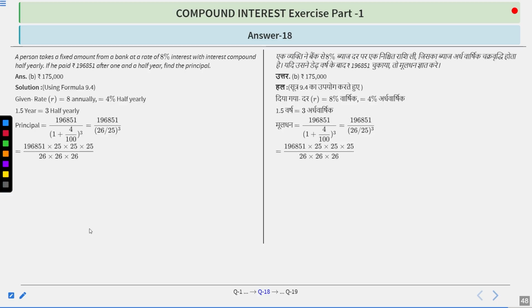That becomes 1,96,851 into 25 cube, which is 25 into 25 into 25, and 26 cube is 26 into 26 into 26. That is 1,74,999.82, or it can be written after rounding off as 1,75,000. So option number B is the correct answer.